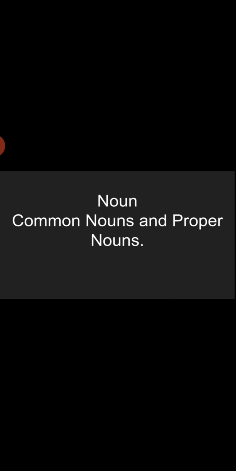Now a sentence is given. Hyderabad is the best city to live in. Hyderabad is the first word in the sentence. So when it is the first word in the sentence, how do you begin the sentence? You begin the sentence with a capital letter. H will be a capital letter. So Hyderabad, it is a proper noun, is the best city to live in. Then the next sentence: Cities are generally more crowded than villages.